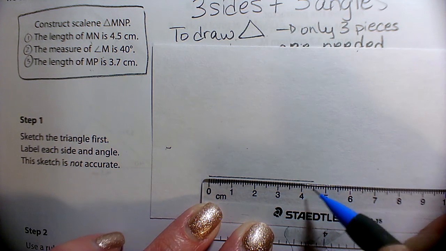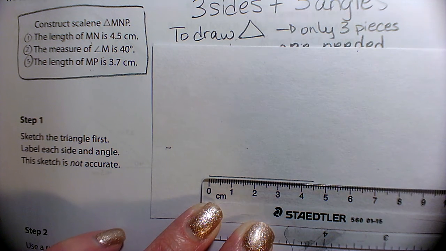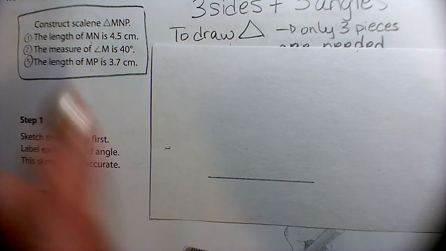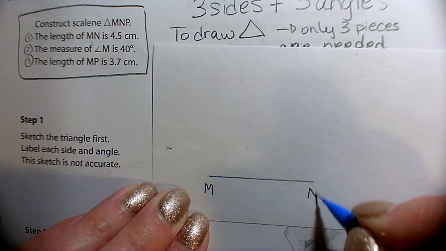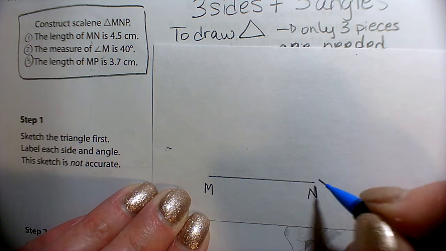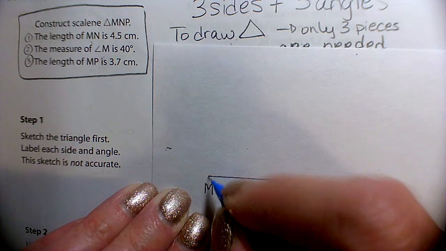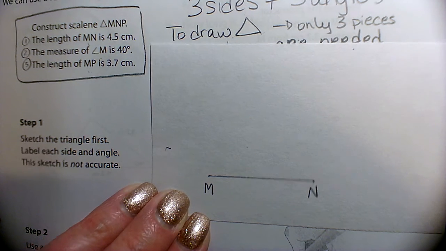All right? So there is my 4.5 centimeter line. Start at 0 and I go to 4.5, which is just right there. And I'm going to label this immediately. It says M to N. This side is M, that side is N. Those are my dots on each corner, like that.